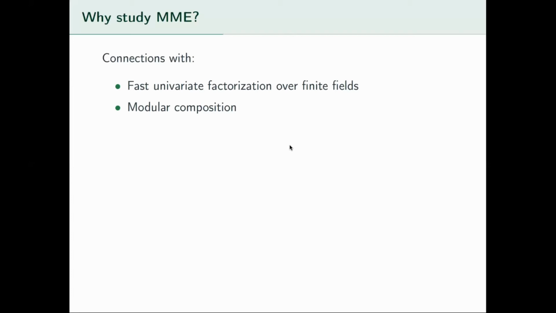So if I can improve the complexity of one, then I can improve the complexity of the other. So complexity-wise they are similar. And this modular composition problem has some implications towards univariate factorization complexity. That's why in the Kedlaya-Umans paper, they improve the modular composition to make univariate factorization over finite fields fast.